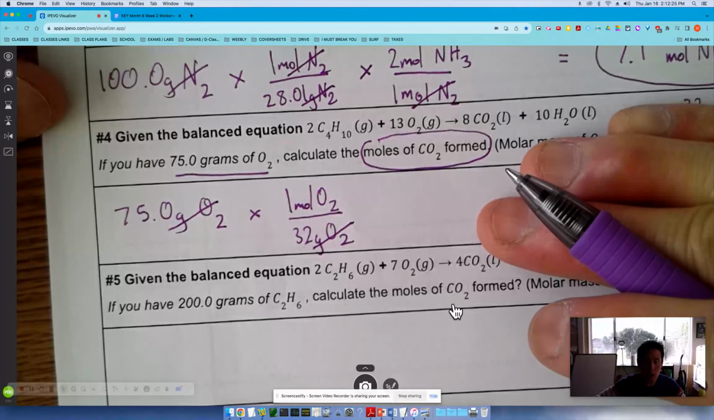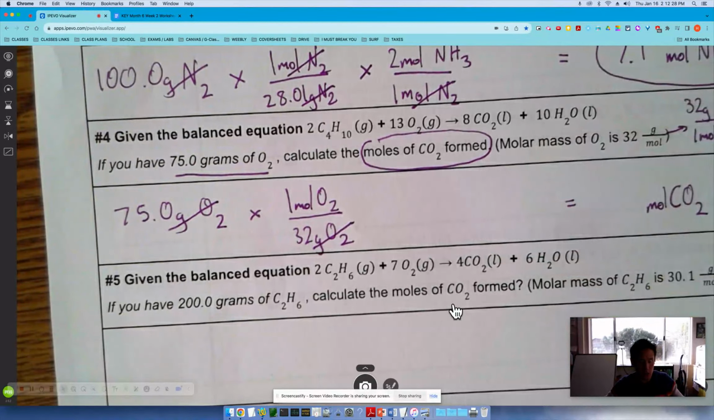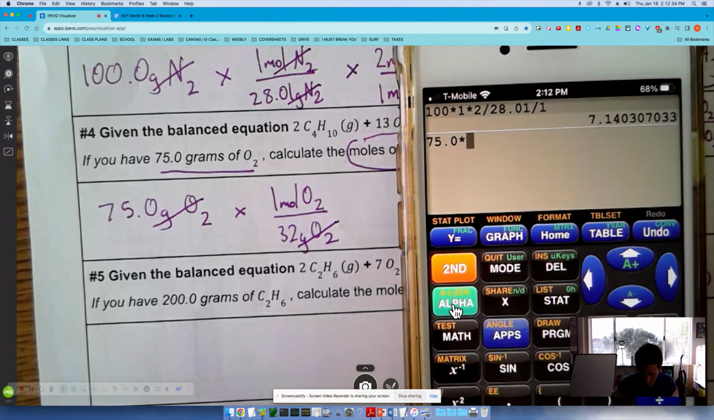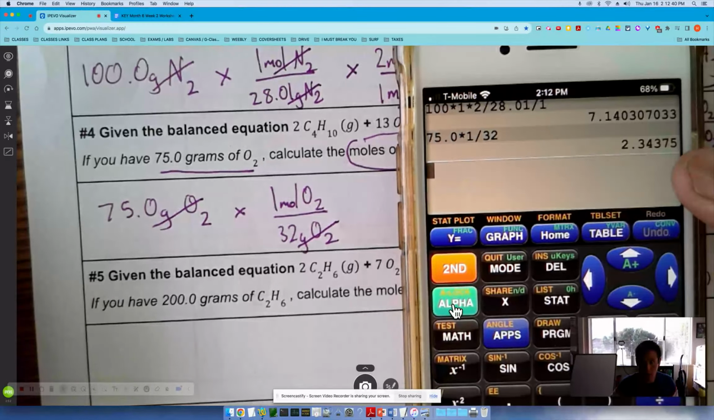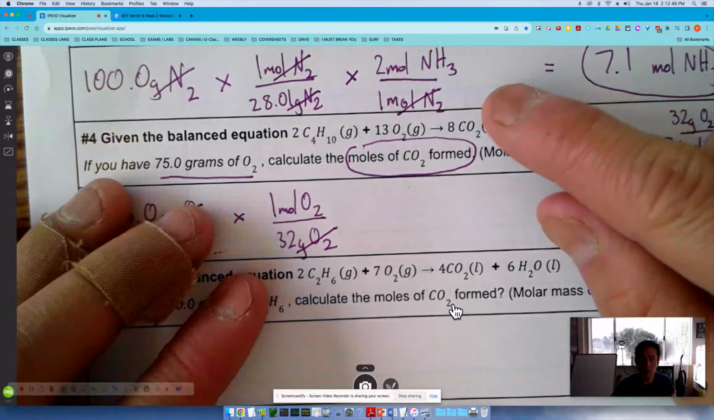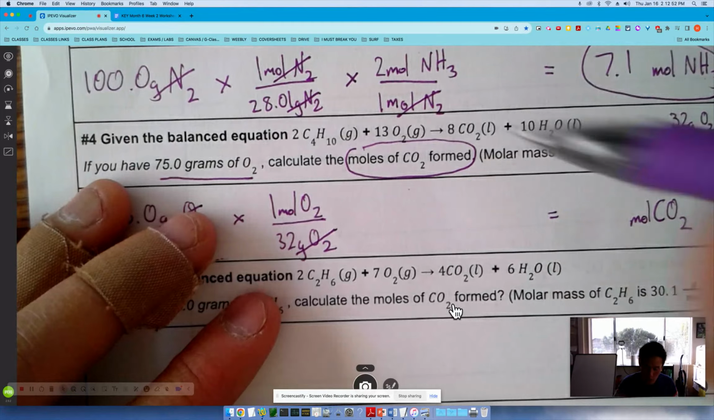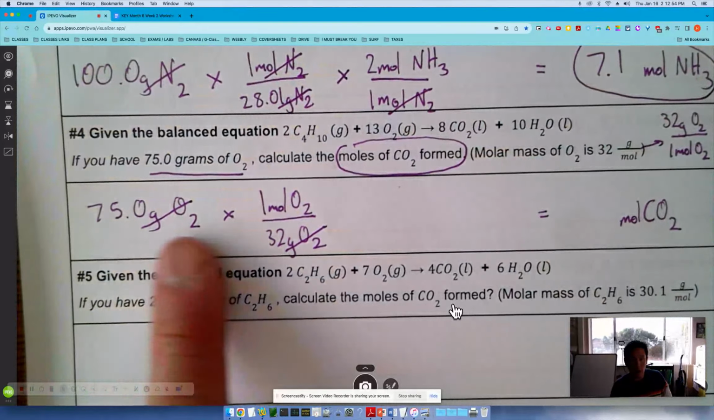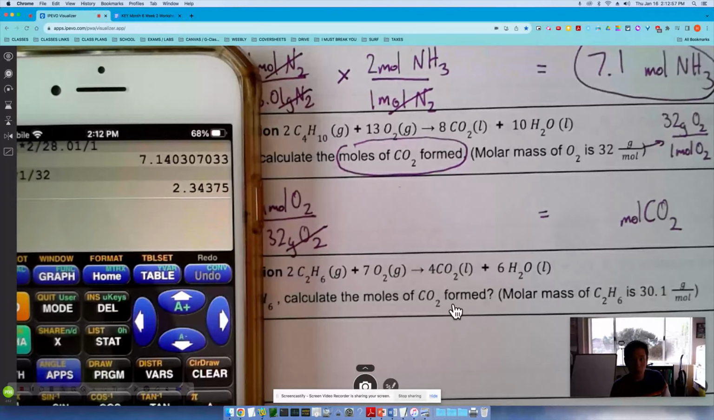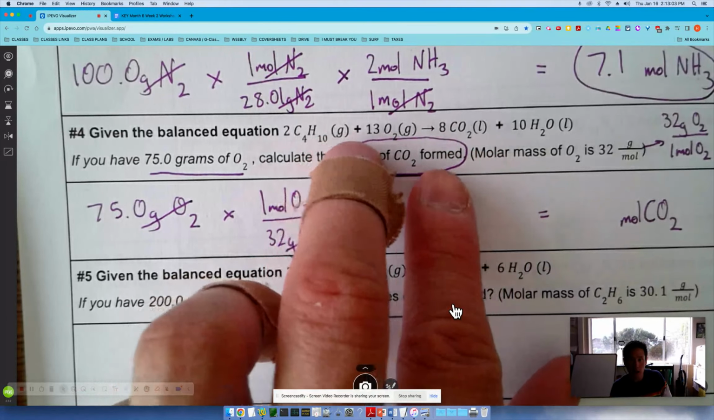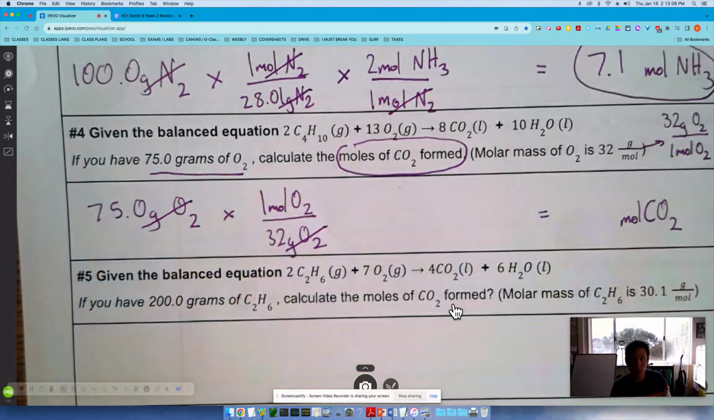Okay, if I did just this conversion, which is 75.0 times 1, and I divided that by 32, the answer would be 2.3 moles of O2. But that's not what this question is asking for, is it? They're asking for moles of CO2 formed. So what we're going to do is, we know that if we calculated this, this would give me 2.3 moles of O2. Then we would multiply that to the conversion factor with O2 and CO2 to get moles of CO2.